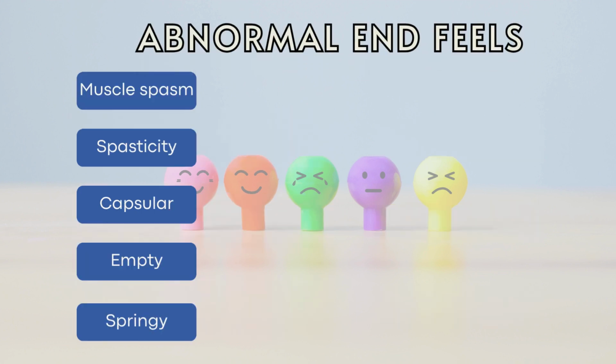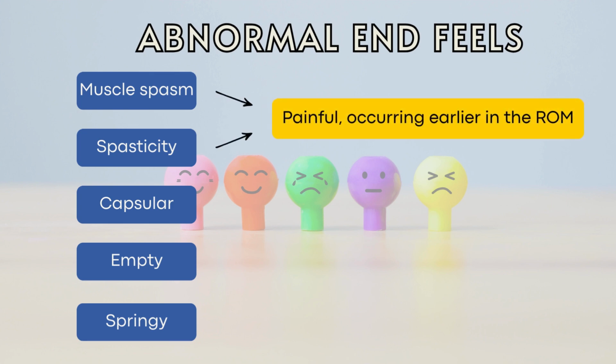So coming to abnormal end feels, the first two will be muscle spasm or spasticity. For these two, it is quite similar in the sense that the stopping of the movement can be sudden and there may be some pain associated with it, and this actually occurs earlier in the range of motion. However, for spasticity, there's a velocity component attached to it, whereby if you move it slowly, you can get the full range, but if you move it fast, then there will be some stopping of the movement due to the spasticity.